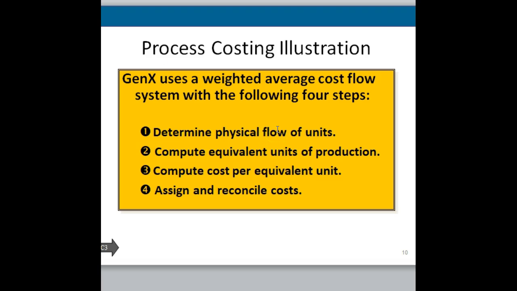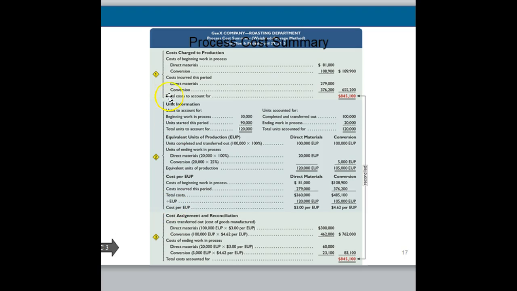We're going to determine the flow of the units. We're going to calculate the equivalent units of production, and we're going to compute the cost per unit, and then we're going to assign and reconcile. And that is right here. This is 1. This is the flow, okay? These are your costs. This is your flow. This is the equivalent unit calculation. This is the cost per equivalent unit, and then this is the reconciliation of it.